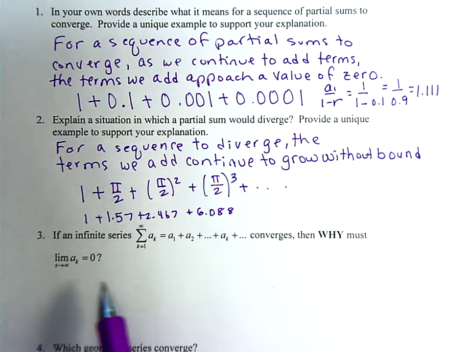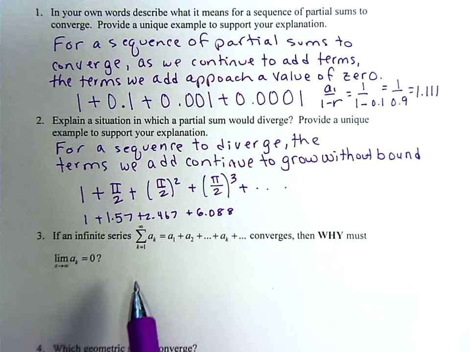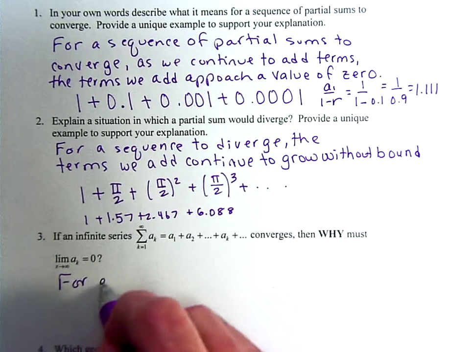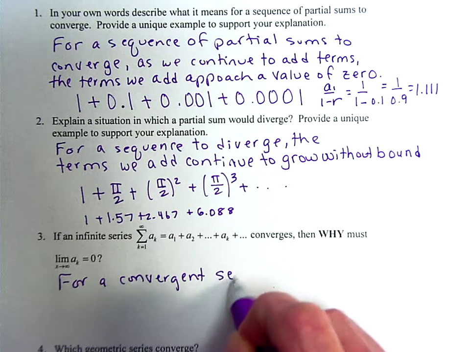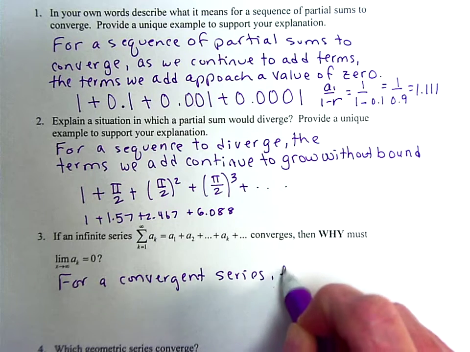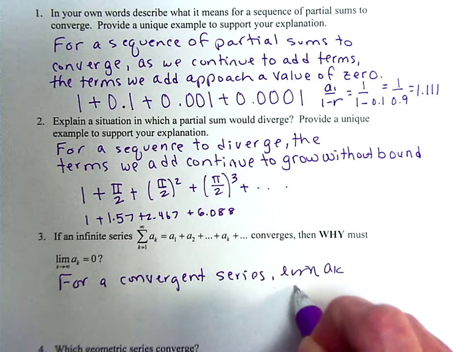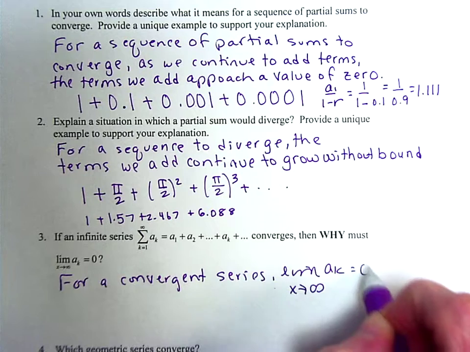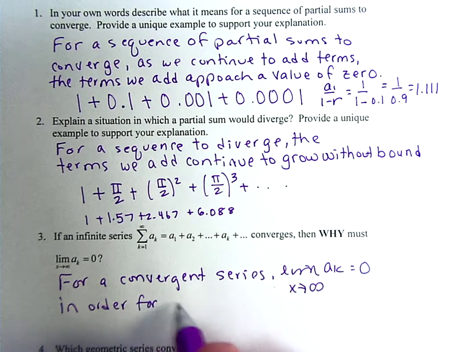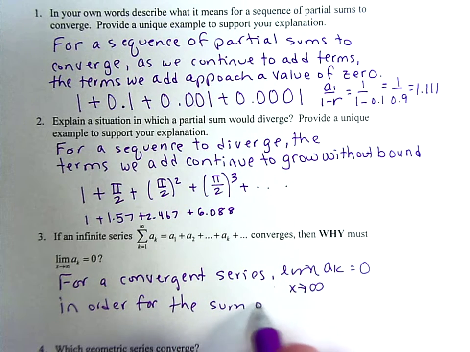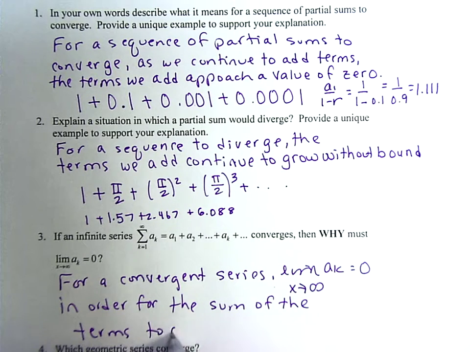So for a convergent series, the limit of a sub k as k approaches infinity must equal 0 in order for the sum of the terms to approach a single value.